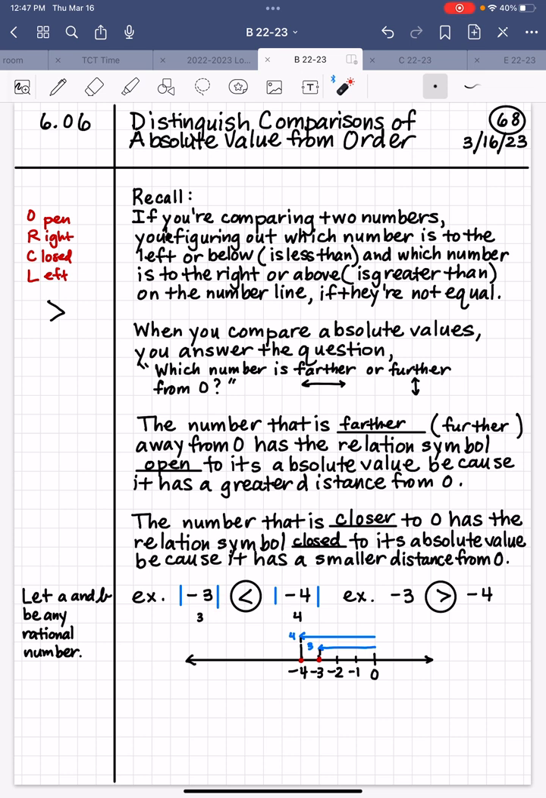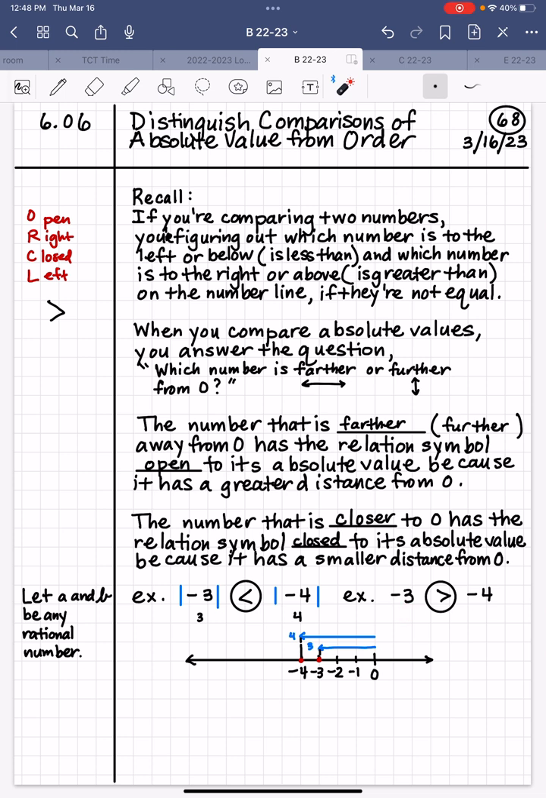So whichever number is farther away from 0 has the relation symbol open to it. So it's going to be open to the absolute value of -4 and closed to the absolute value of the opposite of 3, or -3, because that number has a smaller distance from 0 compared to the opposite of 4's distance from 0, okay? Now we look at this next one, and remember we're going to read carefully what type of value we're actually given.